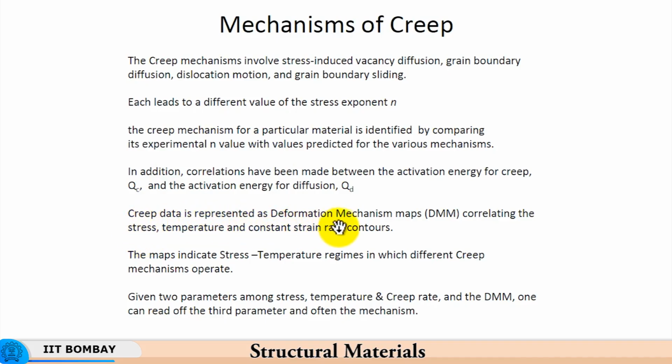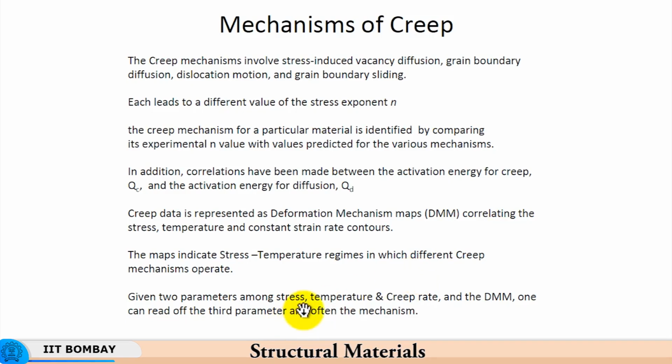Creep data is presented as deformation mechanism maps correlating stress, temperature and constant strain rate contours, because one is interested in identifying, for a given stress, what should be the temperature and what are the consequences of having that stress temperature combination. If one wants to reduce the rate of straining or rate of change of shape, then one has to use this deformation mechanism map and make sure that the mechanism leading to the slowest strain rate remains operational. So, it enables you to select conditions under which the product should operate, so that the creep strain rate is the lowest.